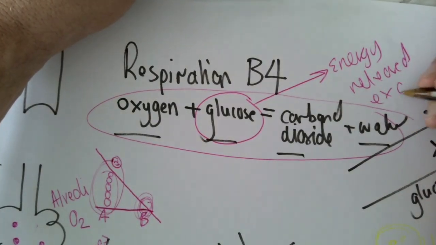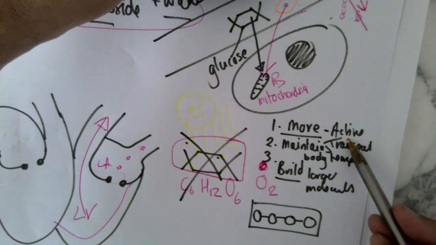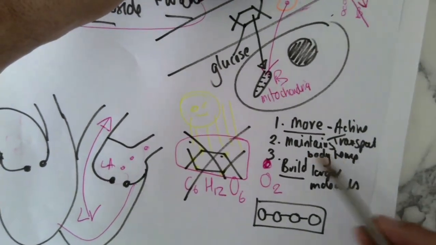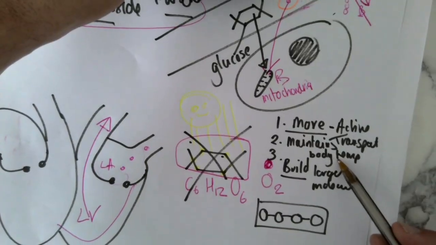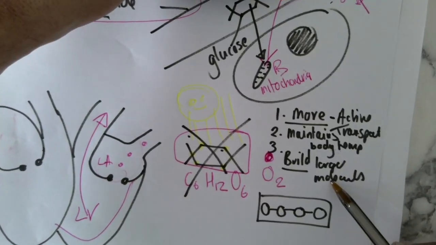That means the reaction is exothermic, releasing energy to the surroundings so the cell can move. That's move things around, active transport, maintain an internal body temperature or a temperature that facilitates enzyme activity, build larger molecules.